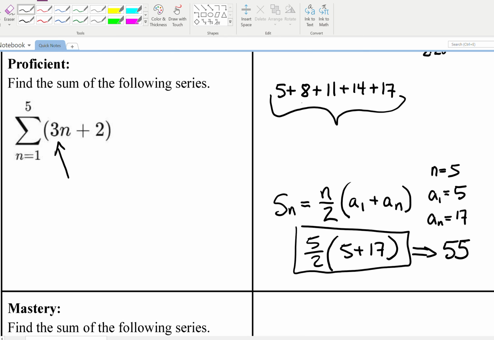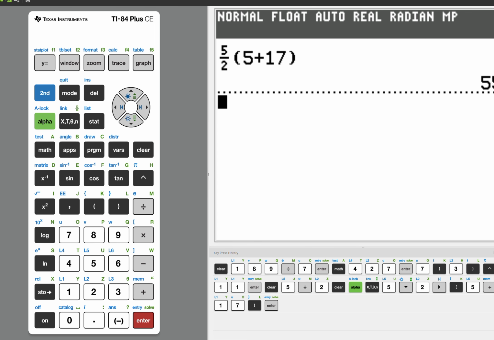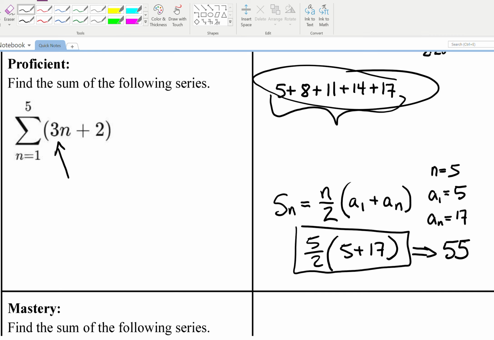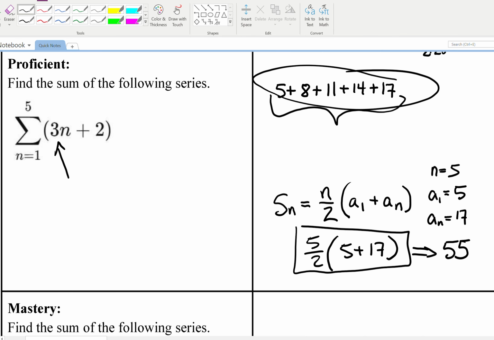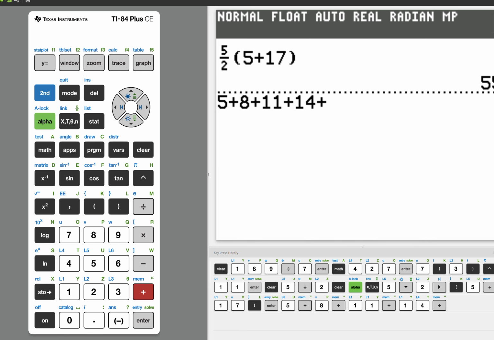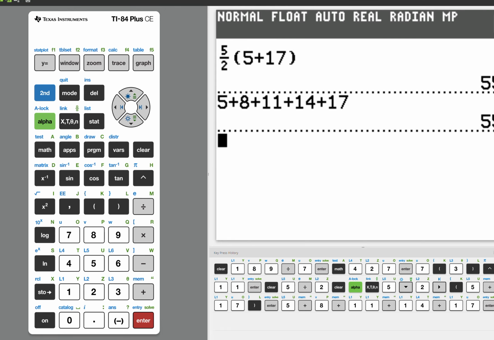But just to show that that works, we can also just plug that in. 5 plus 8 plus 11 plus 14 plus 17. And yes, that's 55.